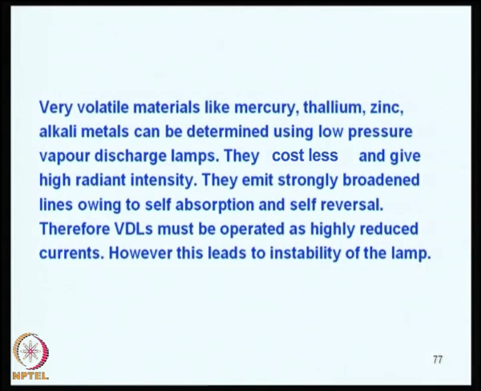Therefore, vapor discharge lamps must be operated at highly reduced currents. However, this leads to instability of the lamp. So, it is important for us to operate them at high radiant intensity. At the same time, there is another rider: if you operate at highly reduced currents, it leads to instability of the lamp.